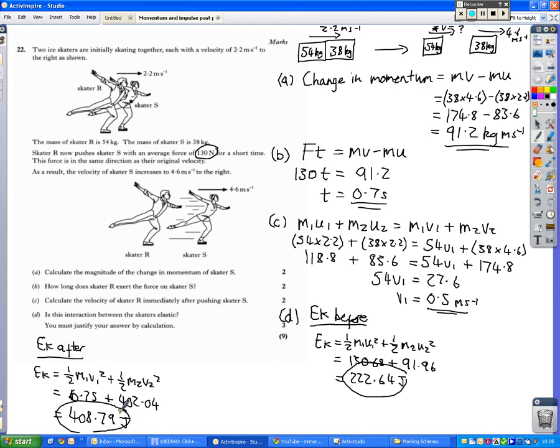It's not simply enough to just do that calculation. You need to make some sort of statement at the end. It doesn't ask you if the interaction is elastic or inelastic. It says, is it elastic? So I would say interaction is not elastic. There's more kinetic energy afterwards than there is before. Obviously that's because there's been some kind of push applied by that guy, so there's been more kinetic energy afterwards because of that force that has caused that kinetic energy.